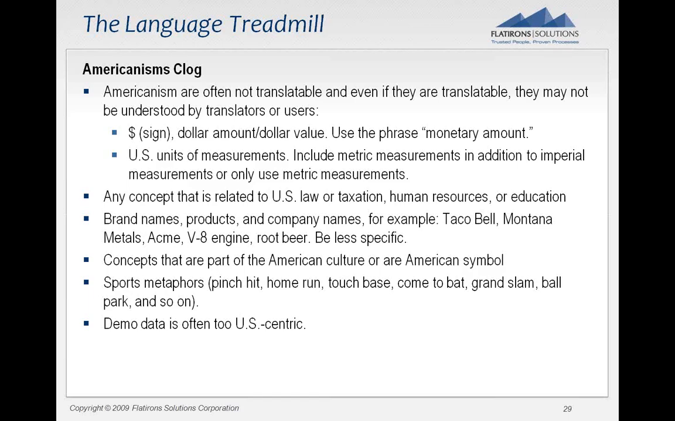Anything that has to do with payroll or HR, taxation, our education system does not correlate. We have a high school that goes to 12th grade, and many countries don't have the equivalent. So having examples or metaphors like that, brand names can either evoke good or bad or not be meaningful. Root beer really is an American item. Baseball is maybe Japanese and American, but there's no equivalent in other countries. So having a home run or getting to first base or hitting it out of the park, none of those have any corollary in other cultures. The culturally relevant metaphors need to be factored in.